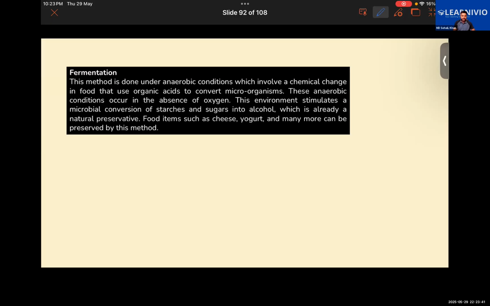So that is one of the important methods. That is fermentation. It is done under anaerobic conditions, meaning in the absence of oxygen, which involves a chemical change in food that uses organic acids to convert microorganisms. These anaerobic conditions occur in the absence of oxygen. Okay.